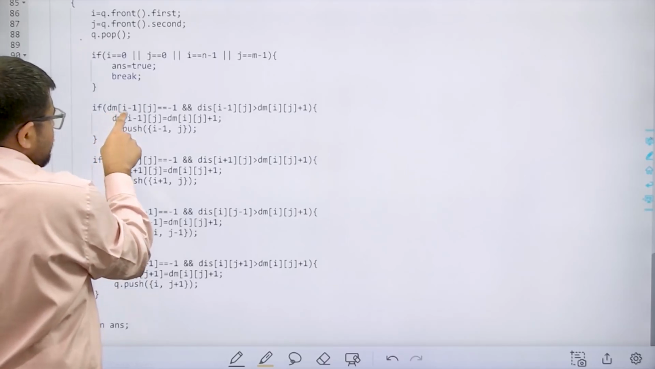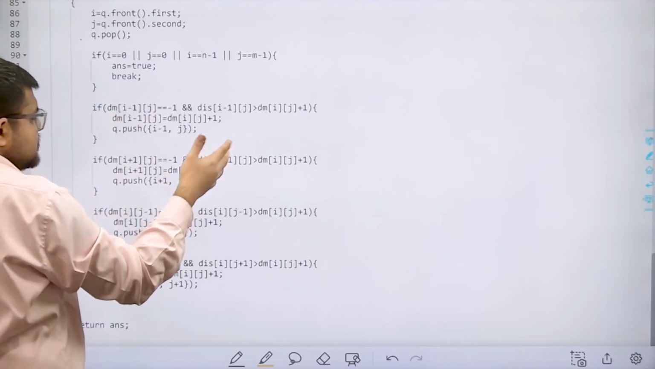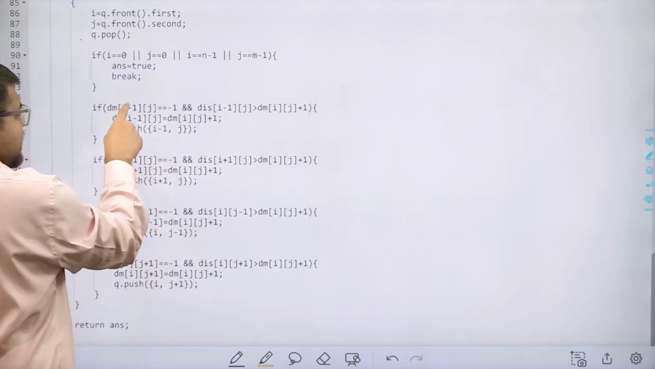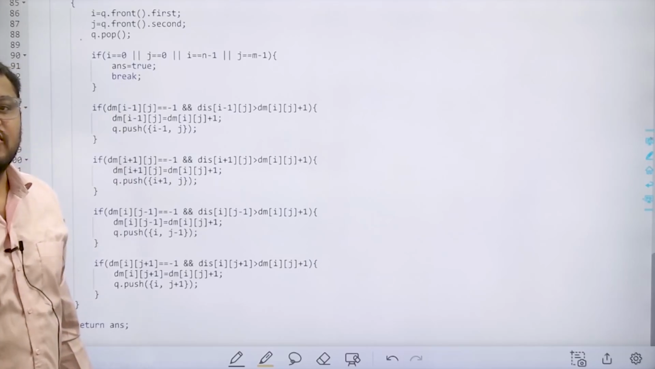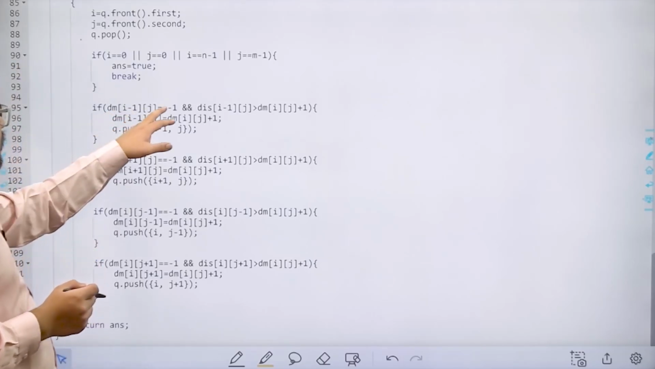If distance of man at i minus 1, j, again one of the 4 adjacent cells, is minus 1, it means the man has not reached there yet. We have not calculated the time of it yet. Then only we'll move forwards.